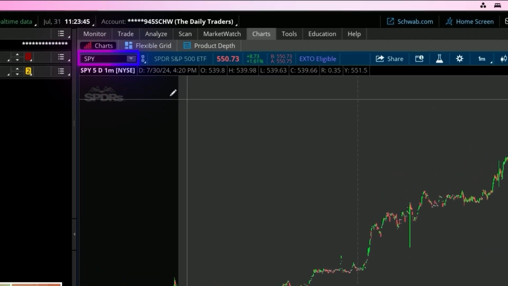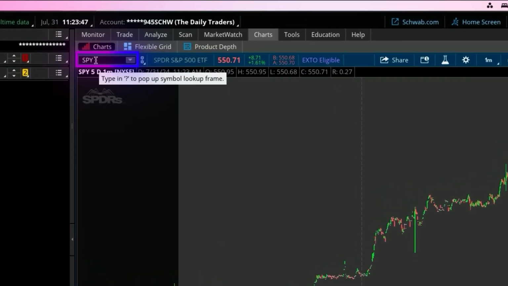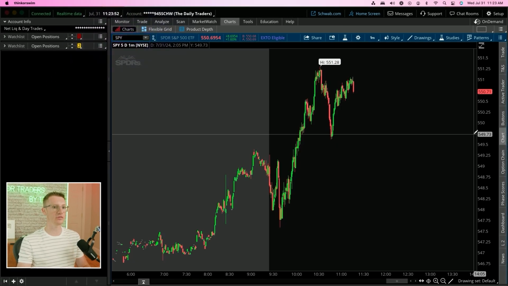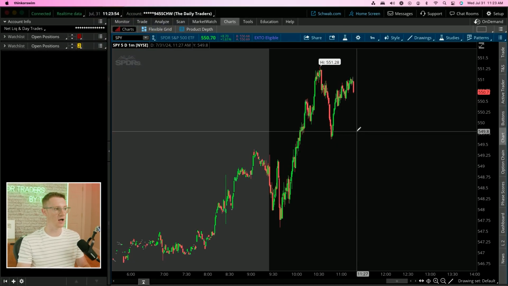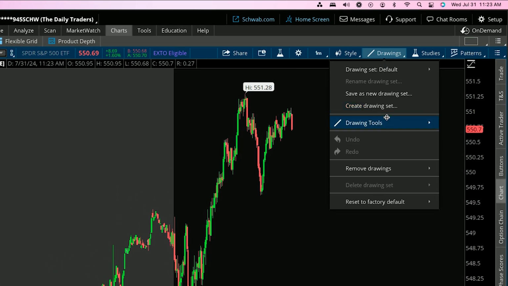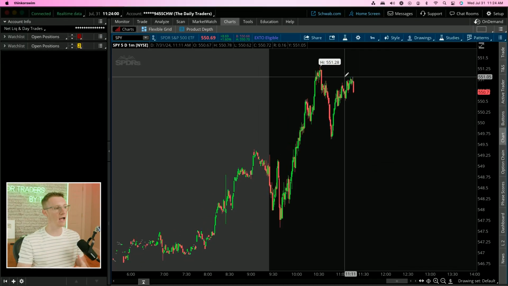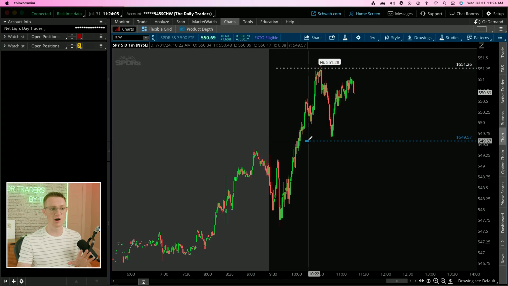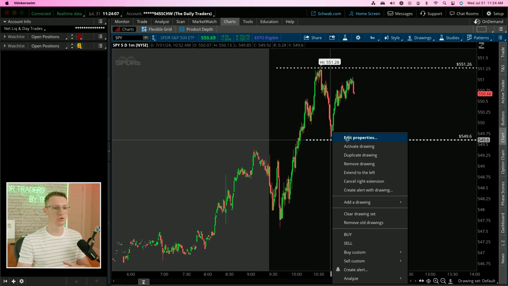Now, I've pulled up SPY, the S&P 500 ETF, which you guys probably know of. The only other thing that you're going to need to know how to do is draw a support and a resistance level. So you can use drawing tools or however your broker allows. All you need to be able to do is draw out a line, okay? Draw out a line like that, and then you should be good to go.